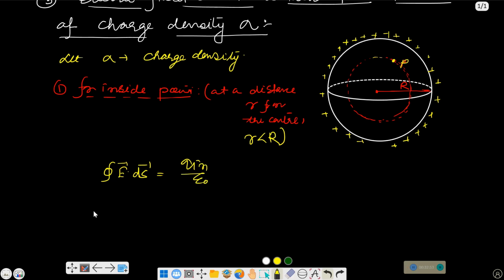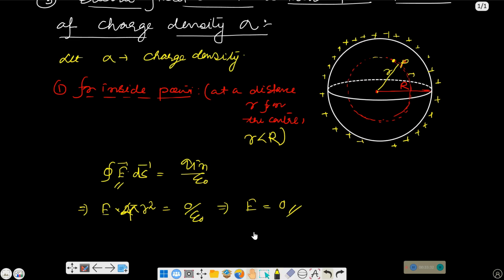But in the left hand side we have E into ds, which is 4 pi r square, because it is a spherical surface. So q in is 0. There is no charge enclosed by this Gaussian surface, so charge enclosed is 0 by epsilon naught. This implies E equal to 0. Since charge enclosed is 0, that's why the electric field inside the spherical shell is 0.